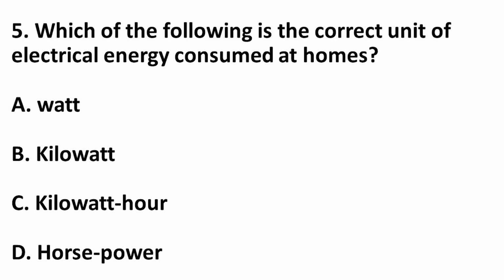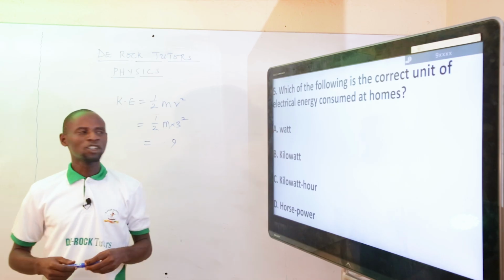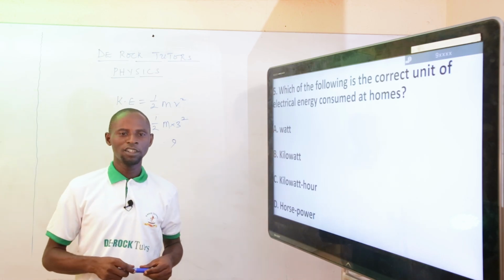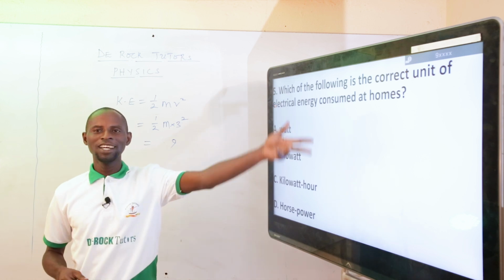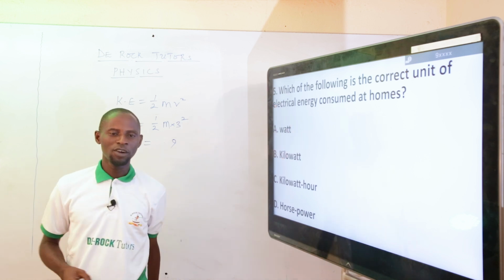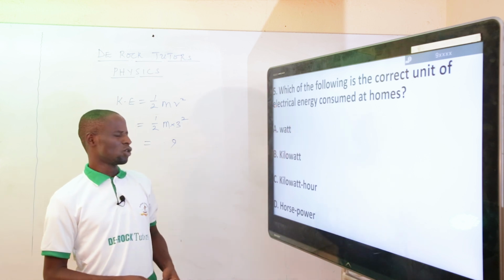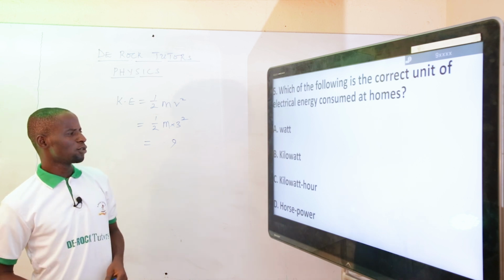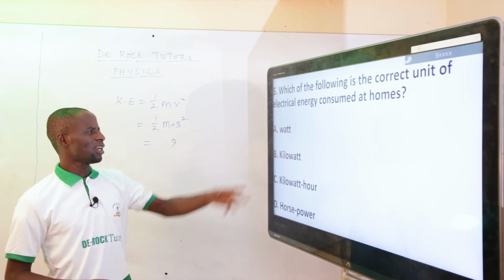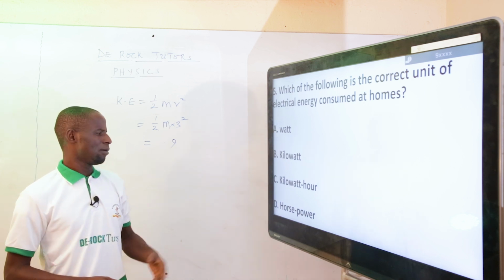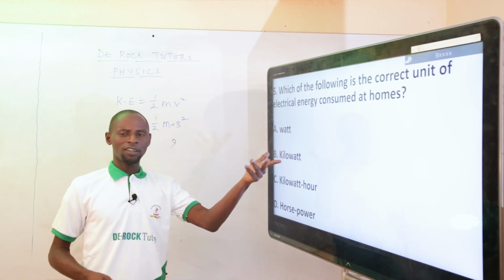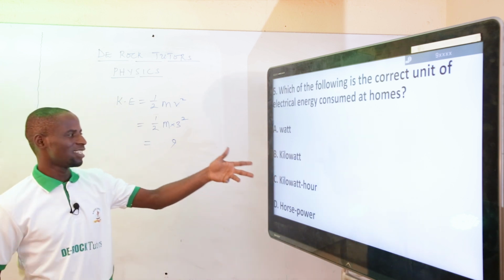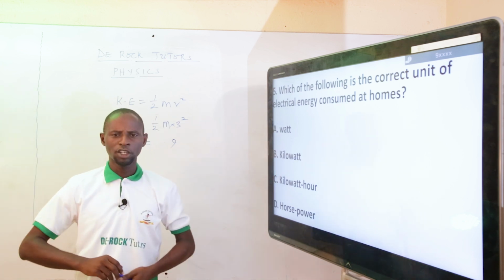Next, which of the following is the correct unit of electrical energy consumed at home? This one is talking about how NEPA people are rating their customers. So the correct option is option B, that's kilowatt hour. The others are units of power, but the one that NEPA people are using to rate their customers is kilowatt hour. So the correct option is option B.